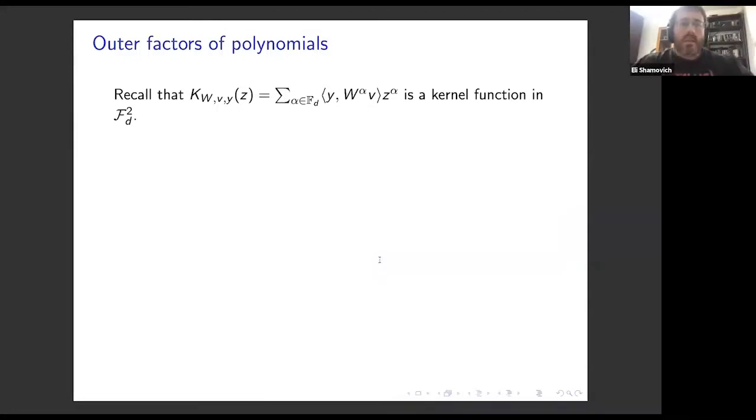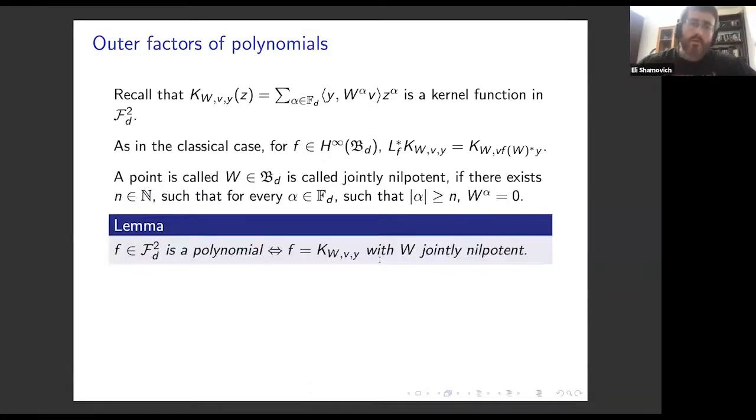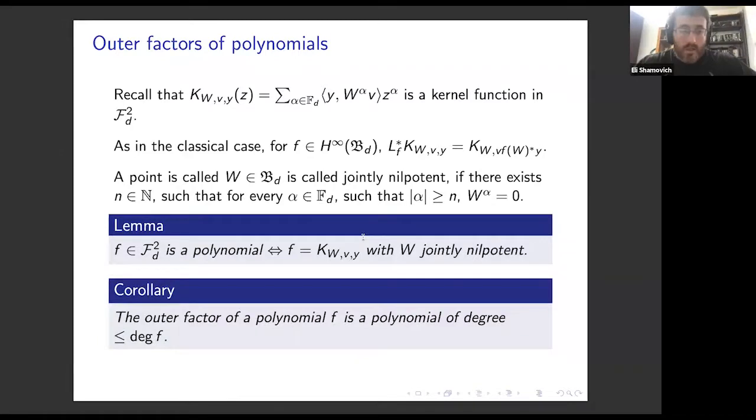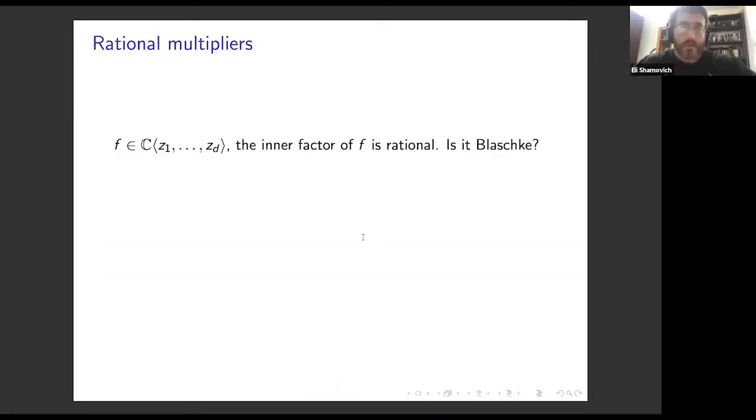So now, what is the outer factor of a polynomial? Let me just go a bit faster. The outer factor of a polynomial is just a polynomial. And you can see it by looking for a second at this kernel function and realizing that if you take the point to be jointly nilpotent, then you get a polynomial. And conversely, if you start with a polynomial, you get a kernel function. So the outer factor of a polynomial, just as in the classical case, is a polynomial of degree at most the degree of f. So the inner factor is rational, but the question is whether it's Blaschke.